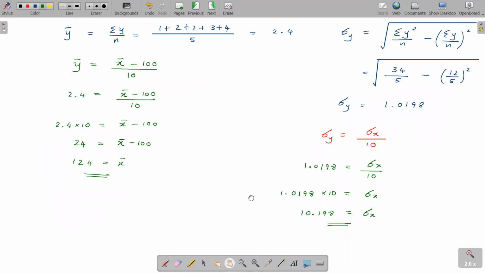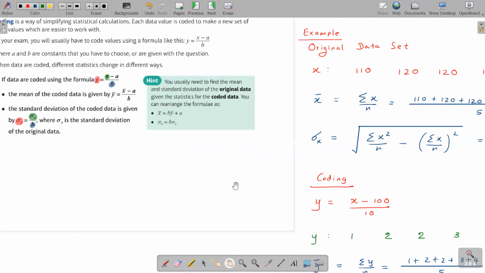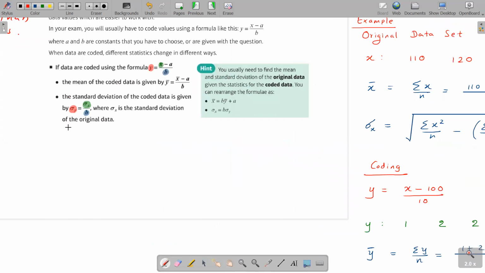Is this clear? This is really important and you need to write this down. Okay, you need to mark this down. So basically the standard deviation, as you can see here, is not affected by addition or subtraction. It's not affected by adding or subtracting. Okay, standard deviation is not affected by addition or subtraction. So this is really important.